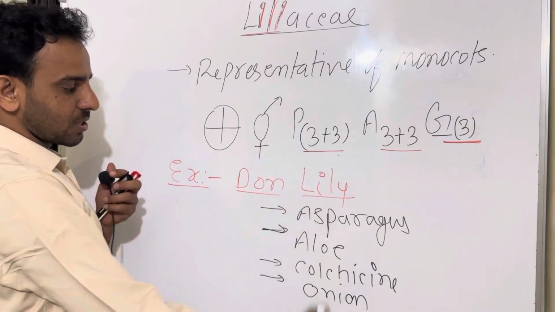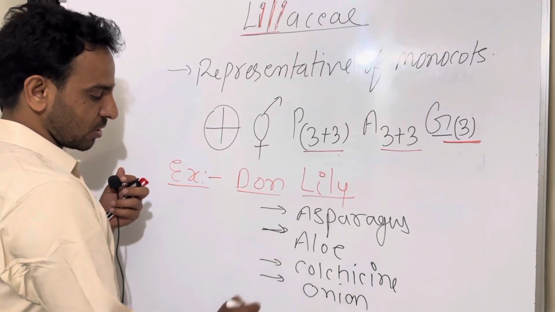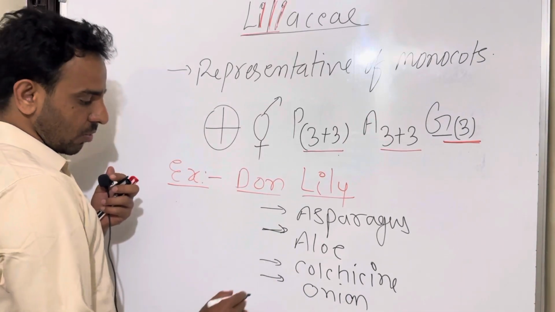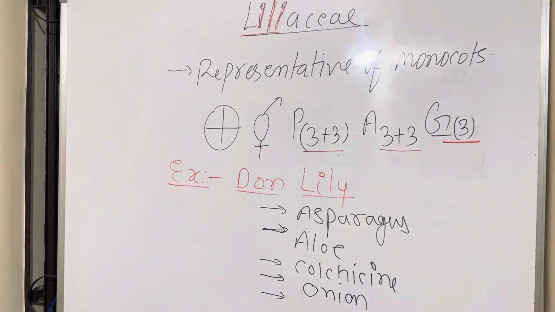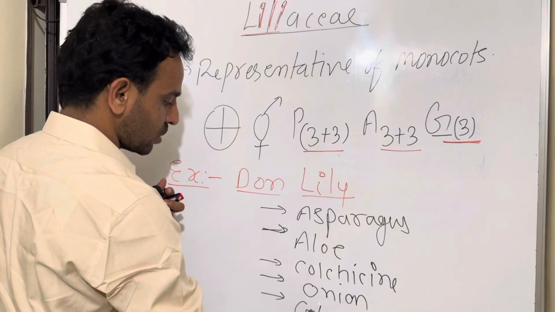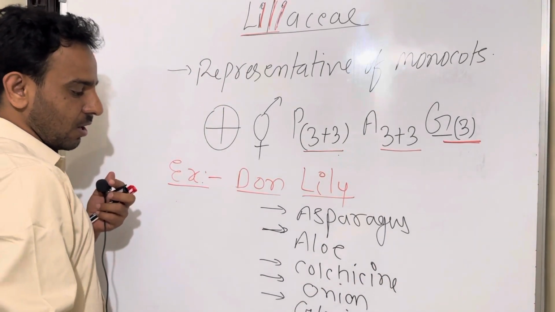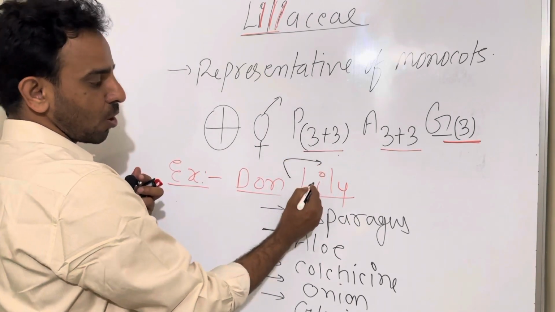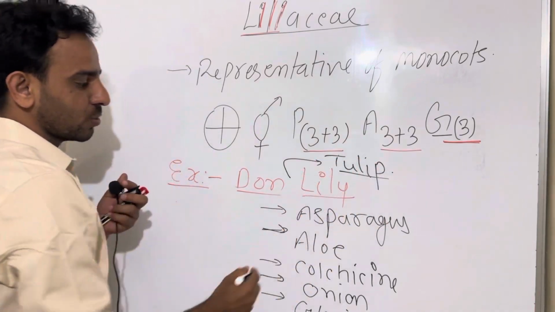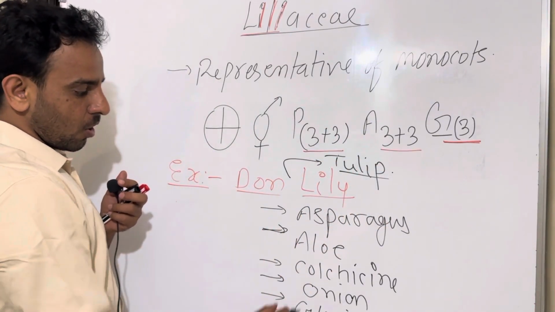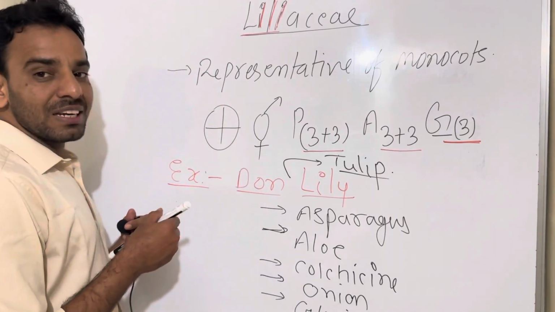So she would do things as per her wish, and she is Dawn, so she stays alone. And she got cold because she is eating onion. If she is Dawn, then there will be glories, her glories. So Gloriosa is another example. And if she is Dawn, how many lips is she having? 2 lips. So that means tulip. So tulip, asparagus, aloe vera, colchicine, onion, and Gloriosa. These are the examples of family Liliaceae.